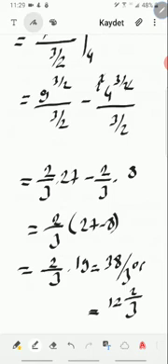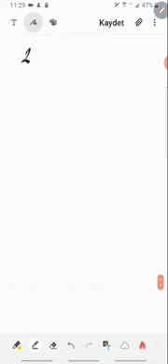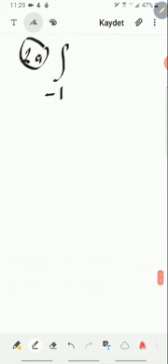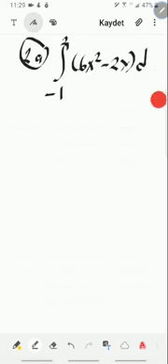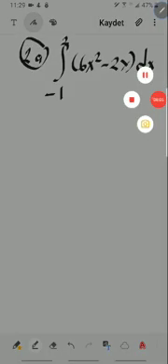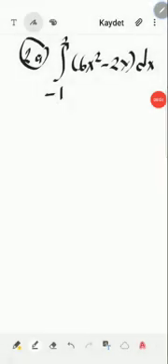Let's go on with the exercise 2a. In 2a, we have a function which includes two terms. We will integrate from minus 1 to 2. We have the function 6x to the 2 minus 2x, dx. Okay, let's integrate the function firstly and then let's substitute for upper and lower limits.